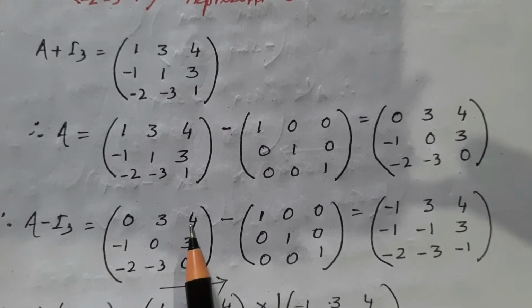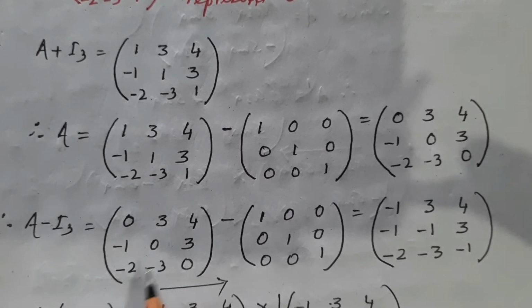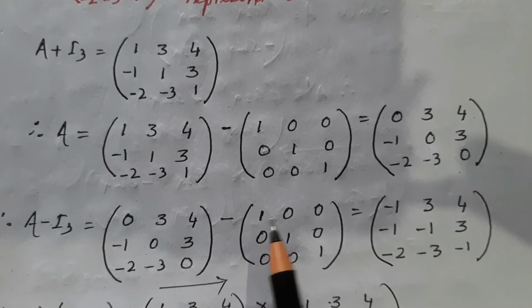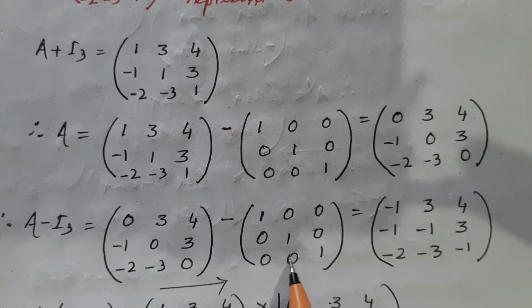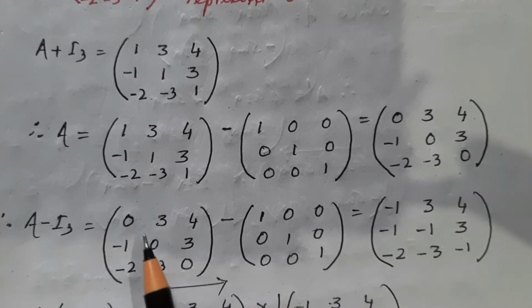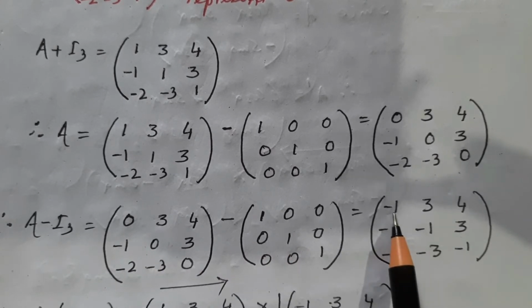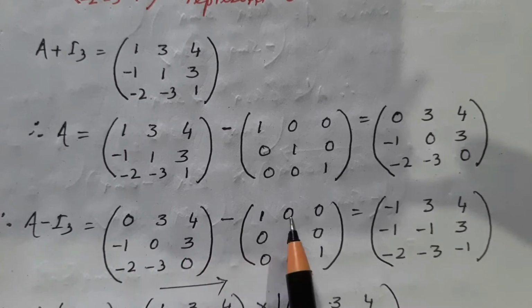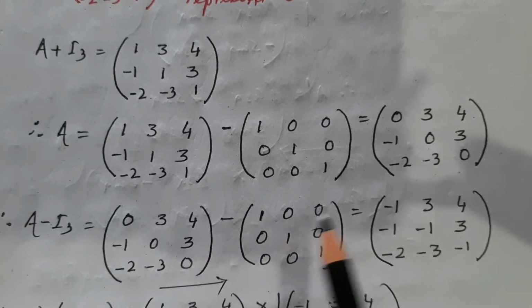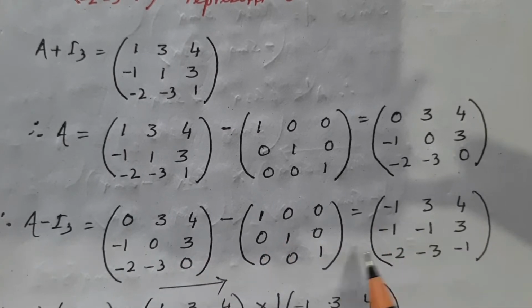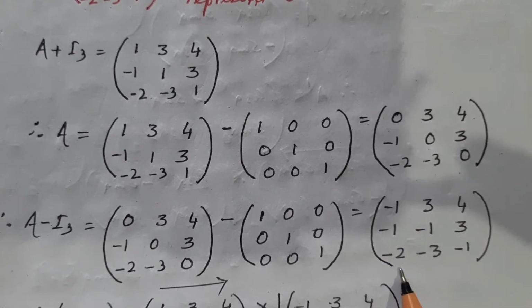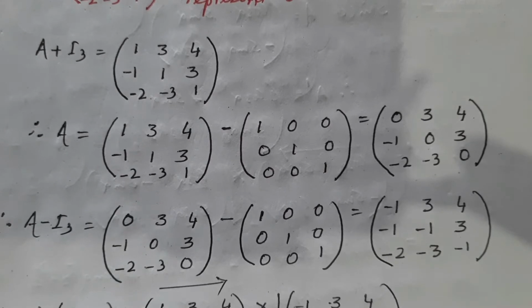Here [0 3 4; -1 0 3; -2 -3 0] minus [1 0 0; 0 1 0; 0 0 1]. So 0 minus 1 equals minus 1, 3 minus 0 equals 3, 4 minus 0 equals 4. Similarly, we get [-1 3 4; -1 -1 3; -2 -3 -1].